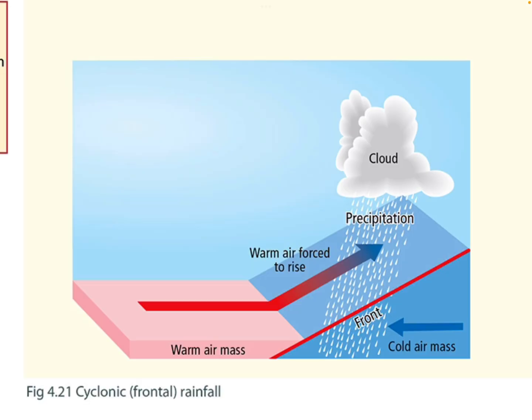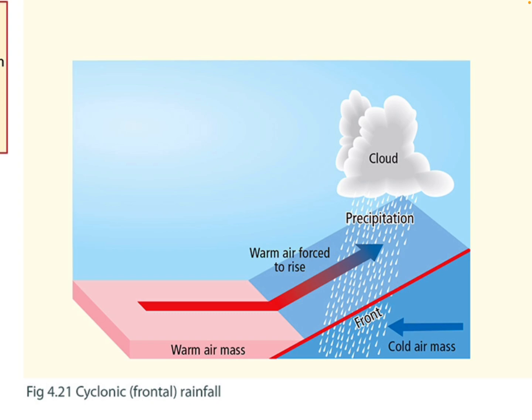And the final type of rainfall is cyclonic rain. We get that a lot in Ireland. Cyclonic rain forms when a warm air mass meets a cold air mass. So you get a warm or a cold front. Okay? So cyclonic rain forms where warm and cold air meet.